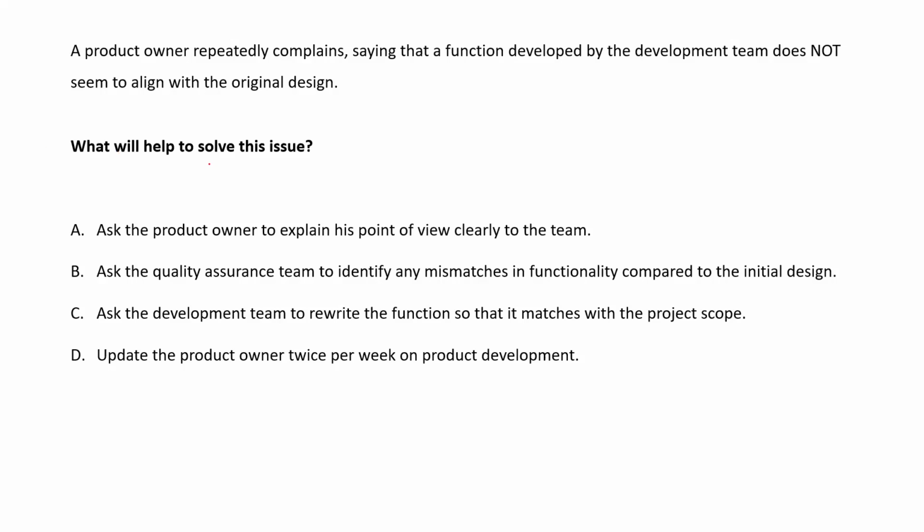So we have a question. A product owner repeatedly complains that a function developed by the development team does not seem to align with the original design. The product owner has approved a design and now he's saying he has a different design. What will you do to help them by solving this issue? Option A: Ask the product owner to explain his point of view clearly to them.